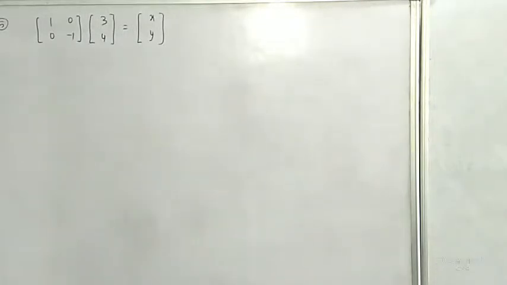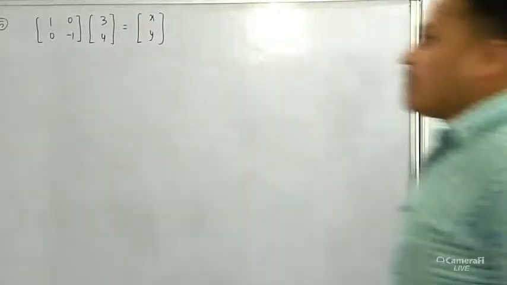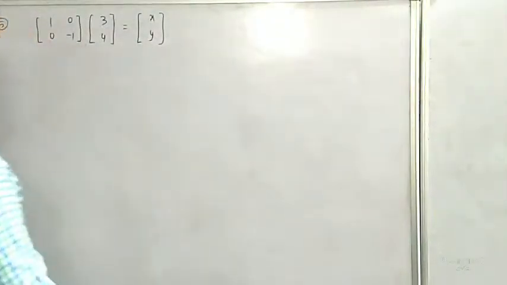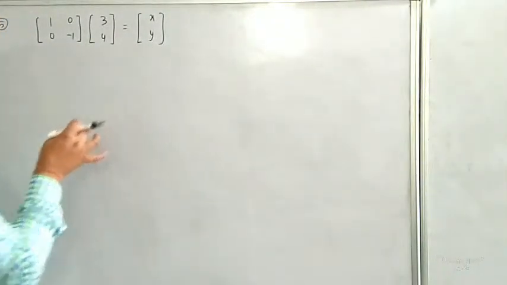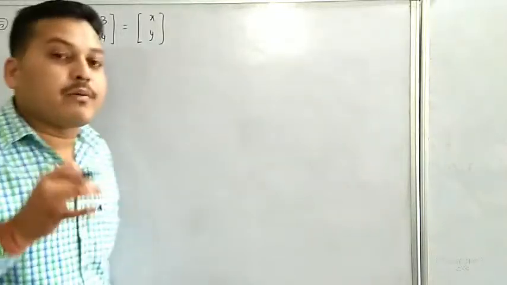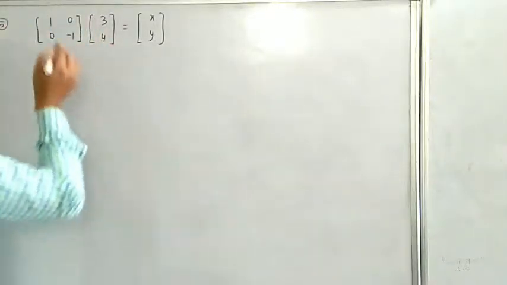Sir, calculate the value of x of the previous question? No, I checked the answer sheet. The answer is correct. Samarth, previous question, which question number? Okay, the next question is [1 0; 0 -1] times [3; 4] equals [x; y]. How can we find it? The question is to calculate the value of x and y here. So the same method we can apply here.